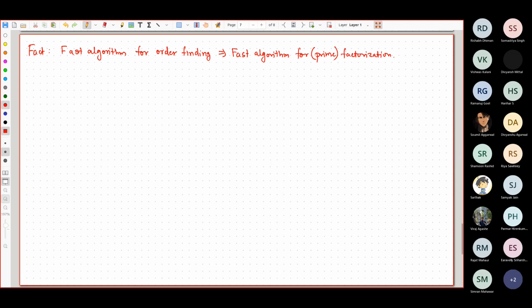This algorithm for factorization, which uses a fast algorithm for order finding, was designed by a person called Peter Shor, and therefore it's called Shor's algorithm. Obviously we are not going to go into the details. That's way too much for this course. But if you take a course on quantum computation, you will definitely get to see all this.